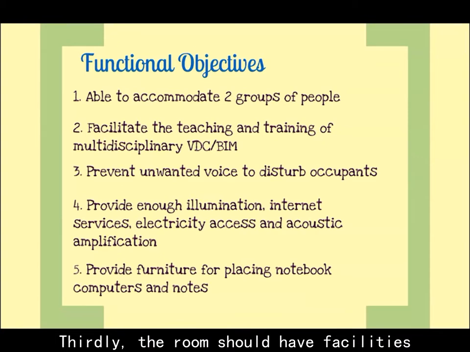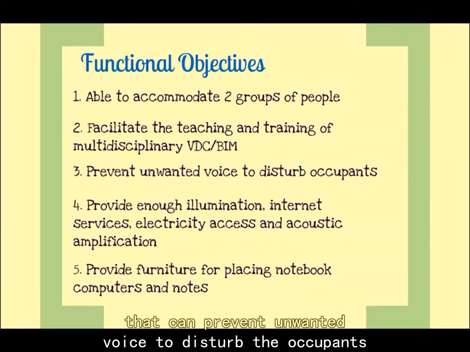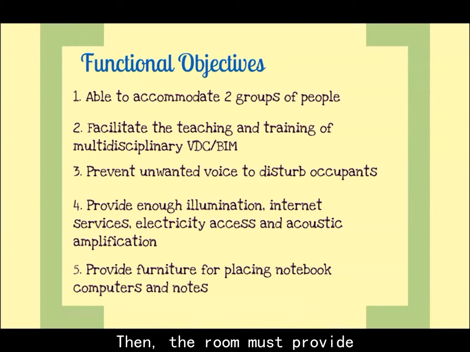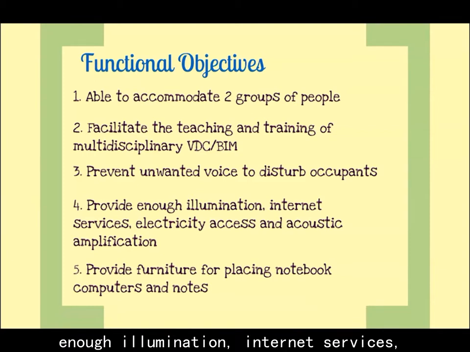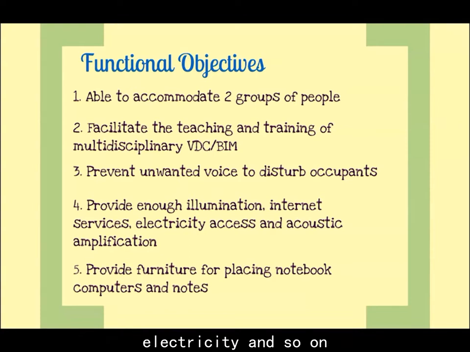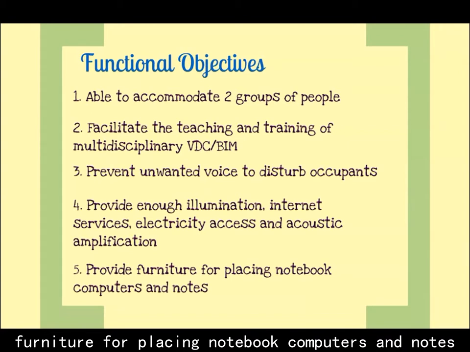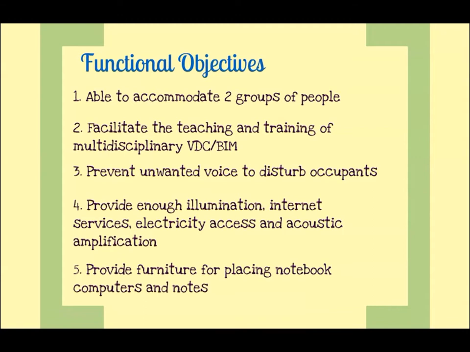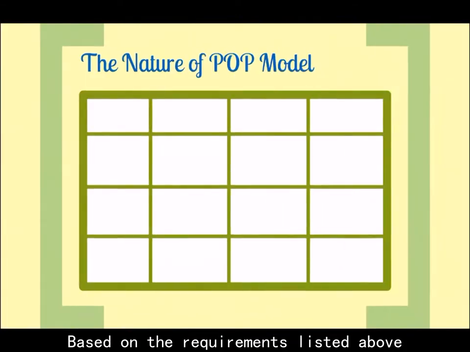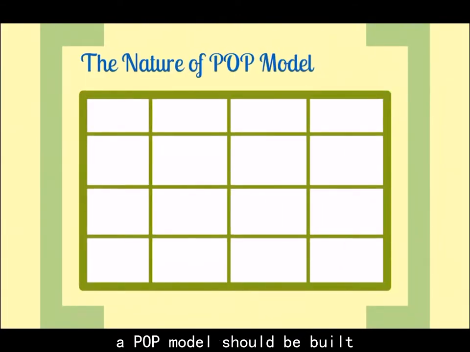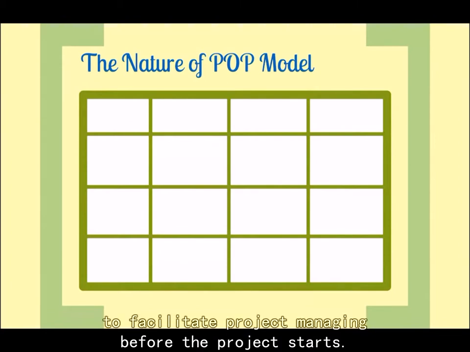Thirdly, the room should have facilities that can prevent unwanted voice from disturbing the occupants. Then the room must provide enough illumination, internet services, electricity, and so on. Lastly, the room has to provide furniture for placing notebook computers and notes. Based on the requirements listed above, a POP model should be built to facilitate project management before the project starts.